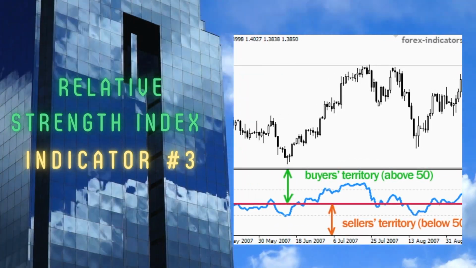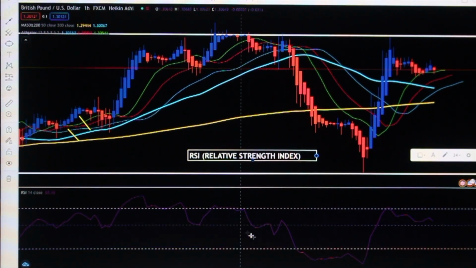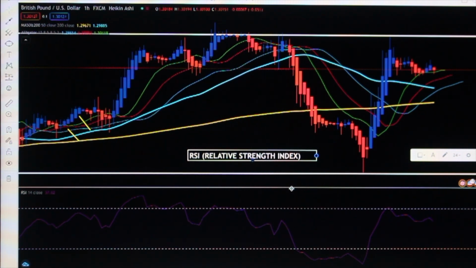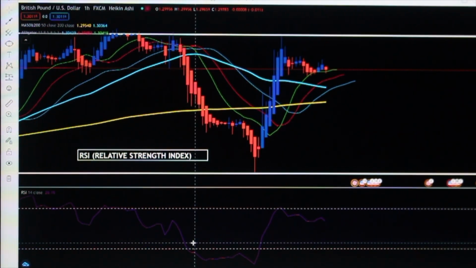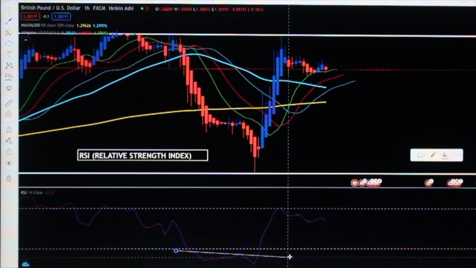Alright guys, the last indicator here is your relative strength index, otherwise known as the RSI. Now I want you to pay attention to this bottom graph right here, right below the candle chart. Now this pretty much mimics the top half, right? But sometimes it's not very accurate.